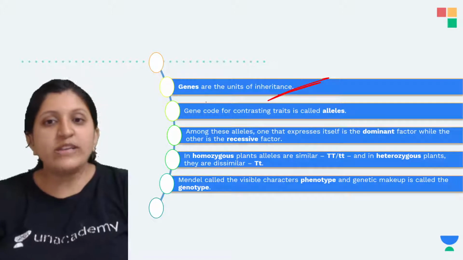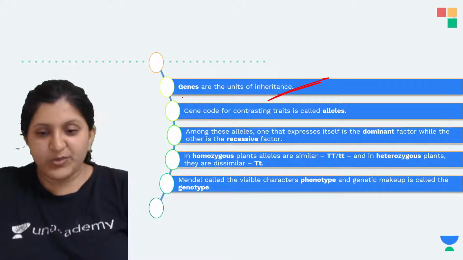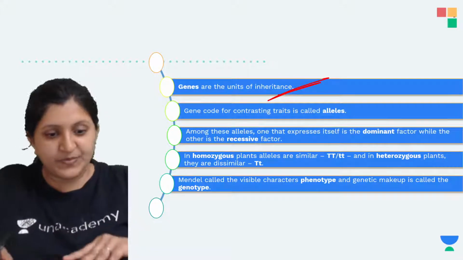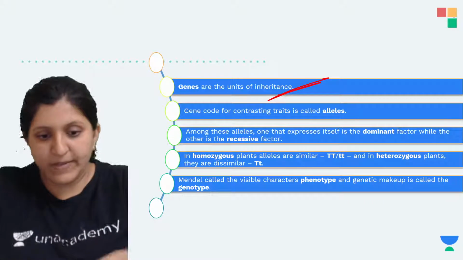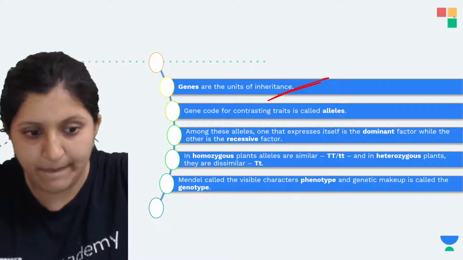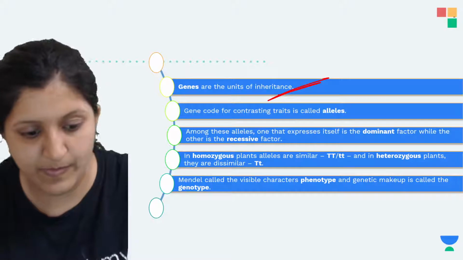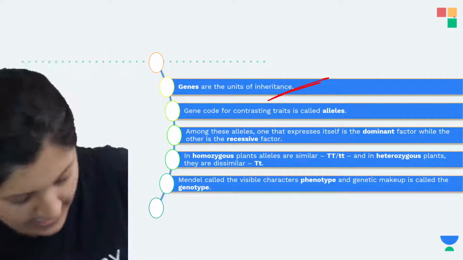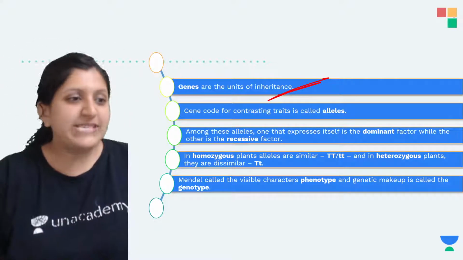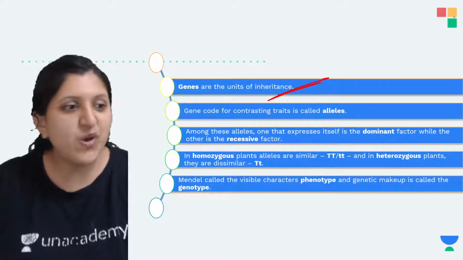Okay, so what is the meaning of this? Anybody? Any idea? Just a second. Any idea? Why do we say that genes are the units of inheritance?